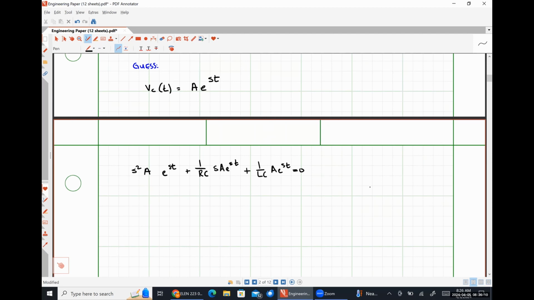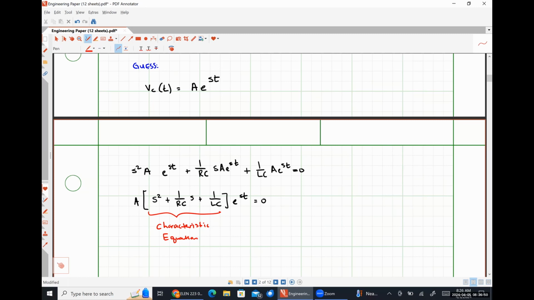So I have a common factor of A in all of the terms. I can take out an s squared, a 1 over RC times s, and a 1 over LC, and I have a common factor of e to the st as well. This guy right here is the characteristic equation for this second order differential equation.